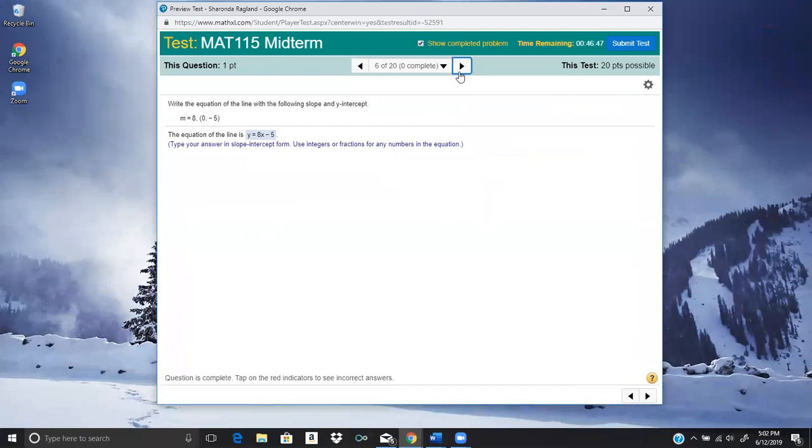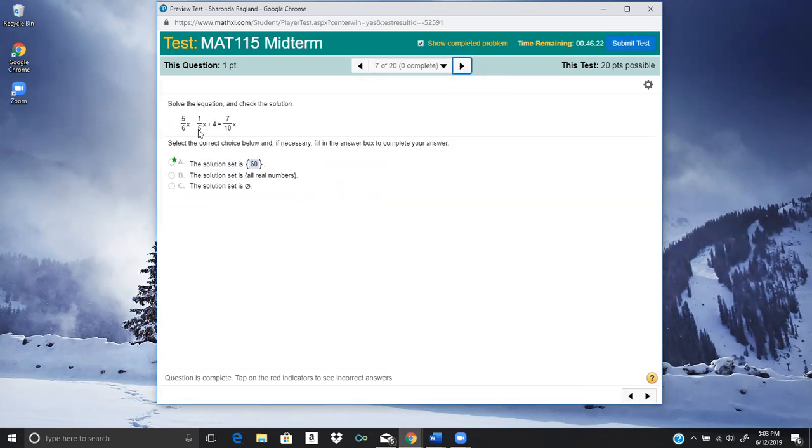Okay. All right. Here you're finding the equation in slope and y-intercept form. So write the equation of the line with the following slope and y-intercept. You're given the y-intercept, you're given b and you're given m. So that's why you have y is equal to 8x minus 5.